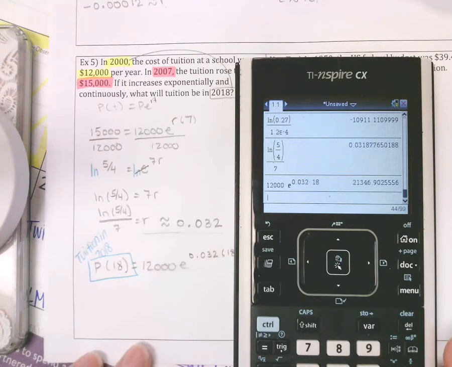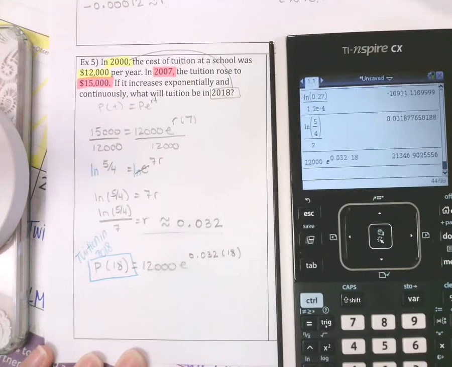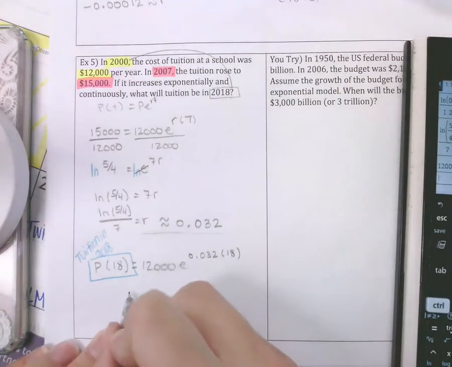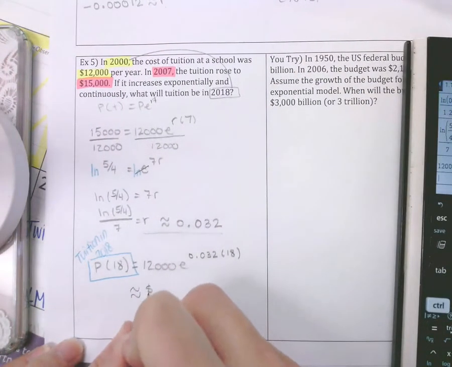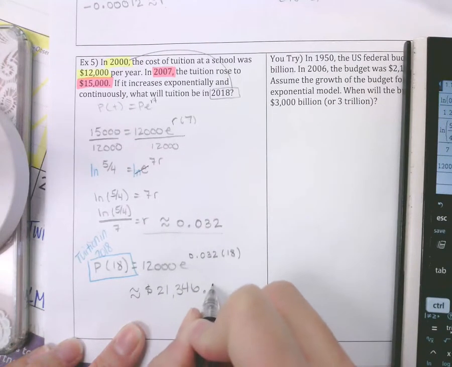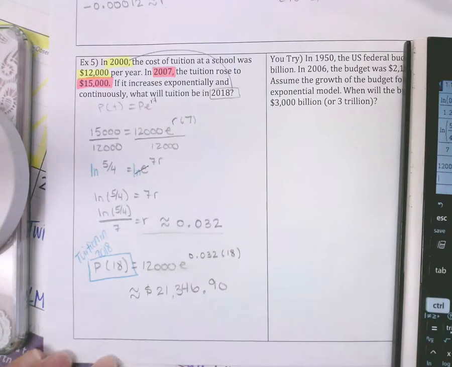Wait, so the 2007 15,000 is just for the first equation? Correct. We just use that to find out how fast it's increasing. Okay, so about $21,346.90.